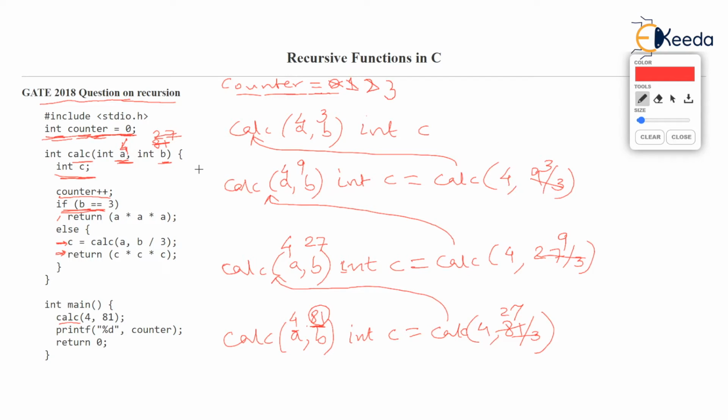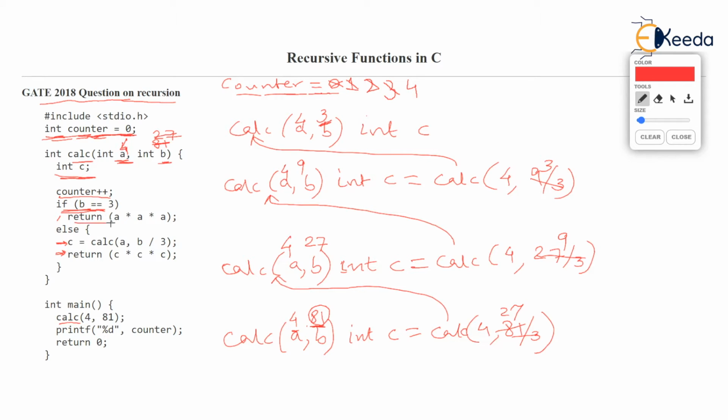And the next line, check the pointer place. Next line is counter plus plus. So counter is going to become 4. Next line is checking, is B equal to 3? Well, B is 3 now. Check this, the latest call in which we are. B is 3. So the function, here we go.